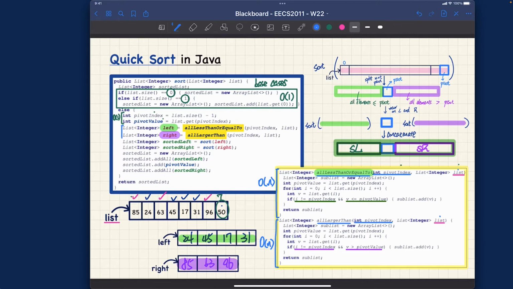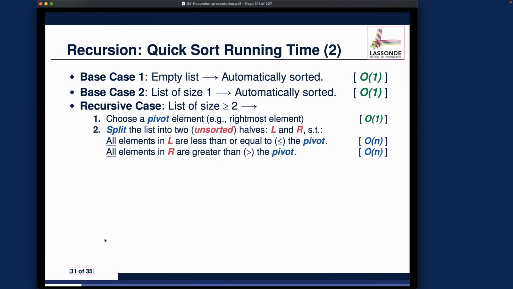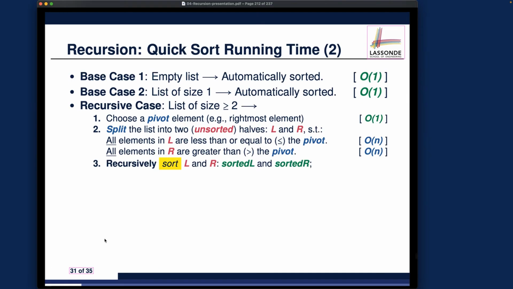So this part over here, big O of n. Right, let's now move on to the recursive part, where we're going to make a recursive call. So we have to recursively sort L and R. And how many times do we have to somehow split the L and R until we can reach the size of 0 or 1?